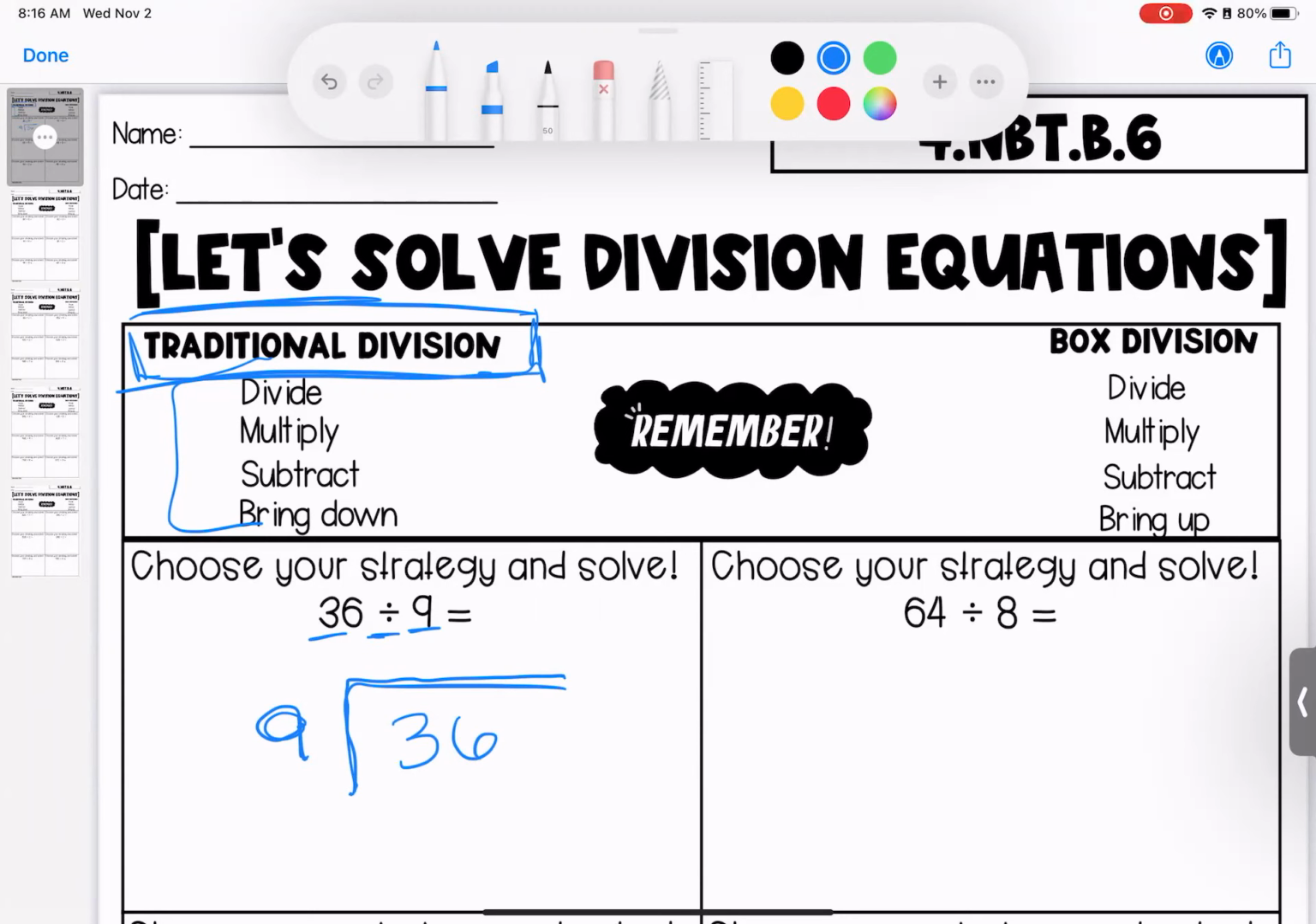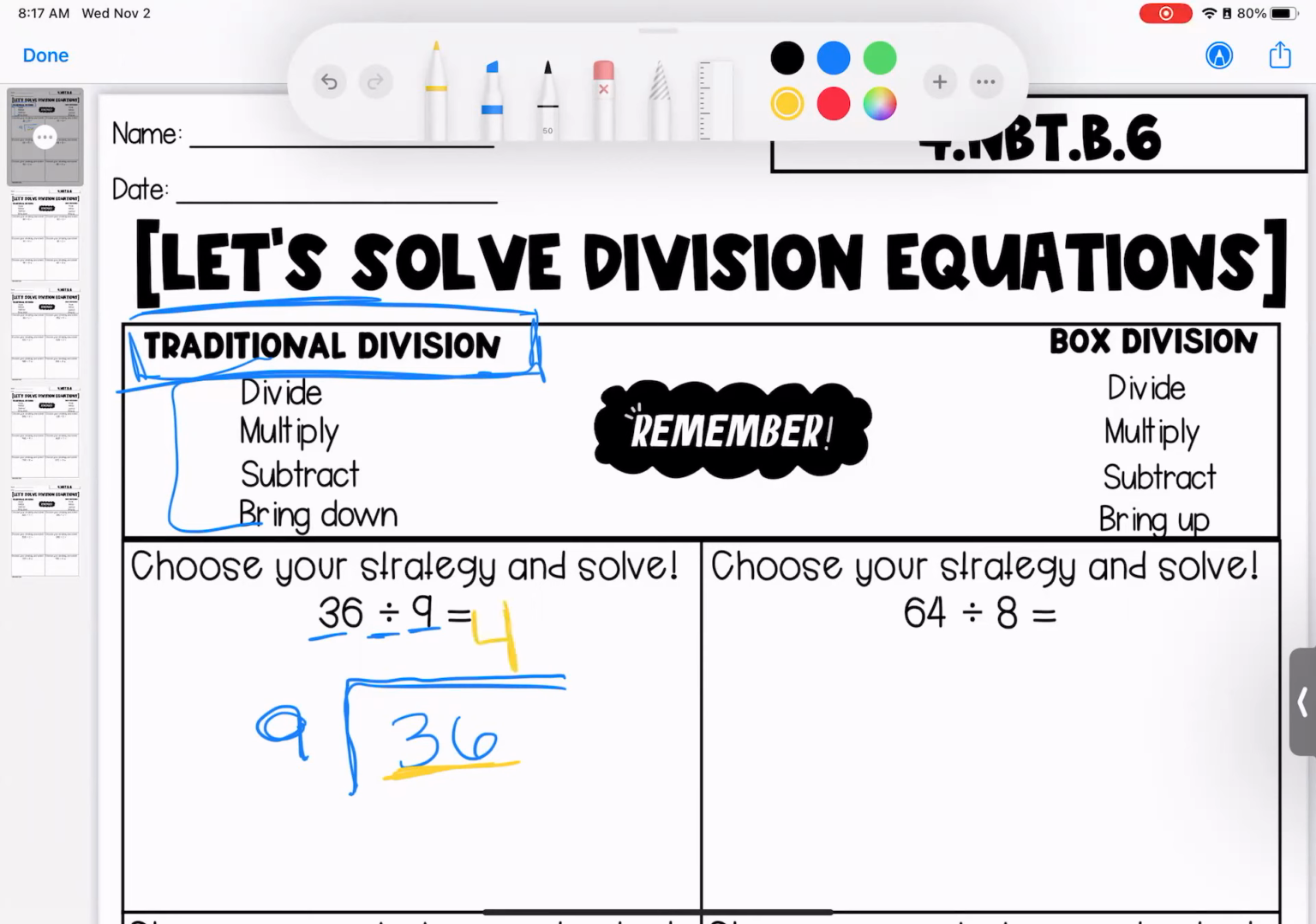All right, sweet faces. We're going to use our multiplication facts, because multiplication and division are besties and we use them together. So I'm asking myself, 9 times what is going to give me 36? Because I know that I can't divide 9 into 3. It's too small. It's not going to work. So I have to look at this whole 36. When I think of my facts, 9 times 1 is 9, 9 times 2 is 18, 9 times 3 is 27. I'm looking for 9 times 4.